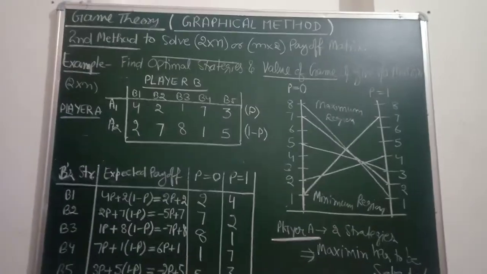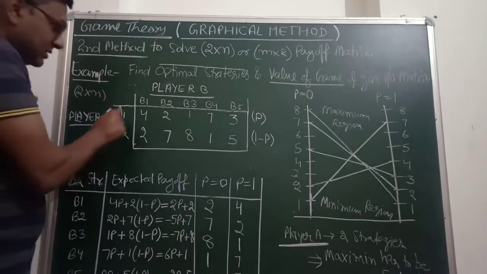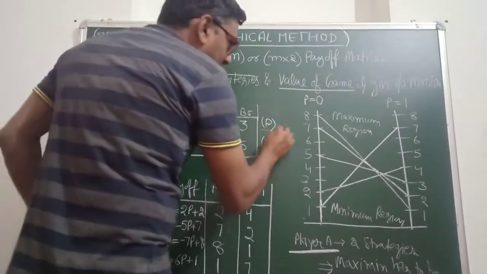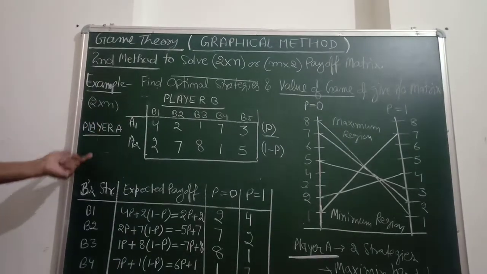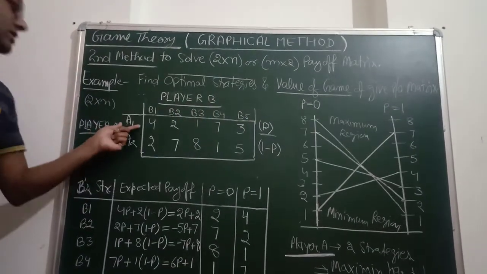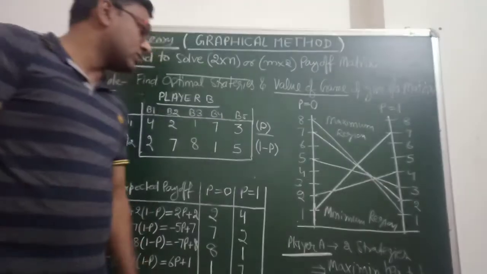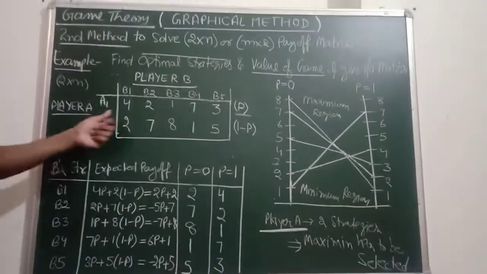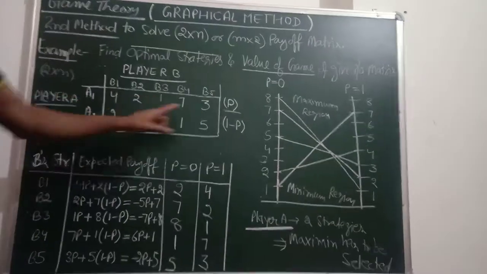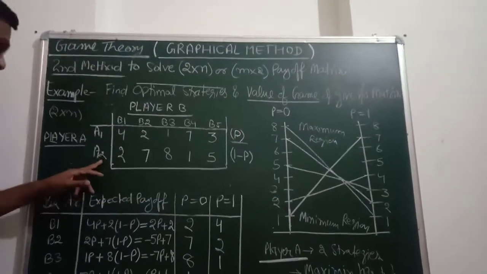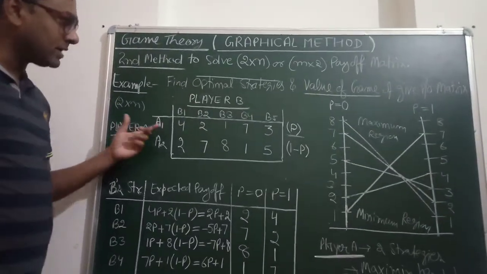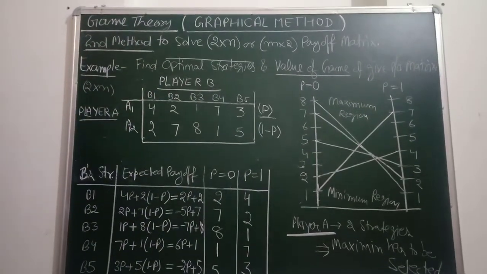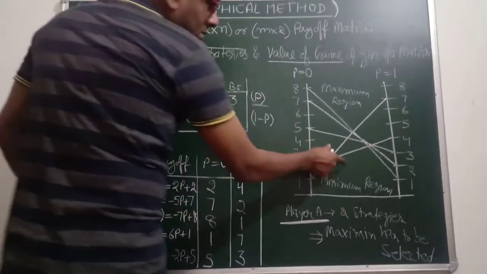Initially, first of all, we will consider player A. If player A uses strategy A1, the probability is P. So the probability of using strategy A1 by player A is P, and the probability of using strategy A2 by player A will become 1 minus P. These are the two probabilities for the two different strategies to be used by player A. Now as we have to reduce these 5 columns to 2 columns, we will use this method and then generate a graph.